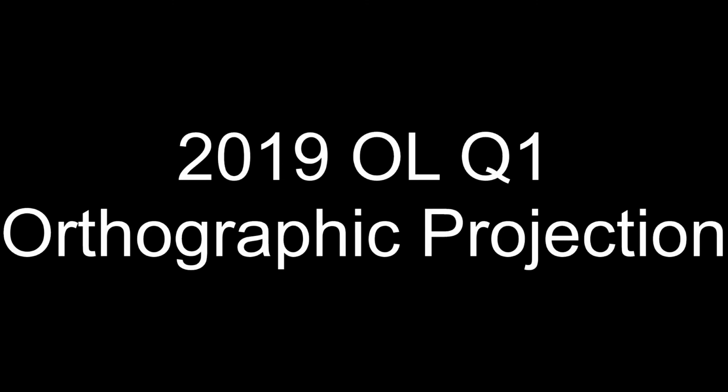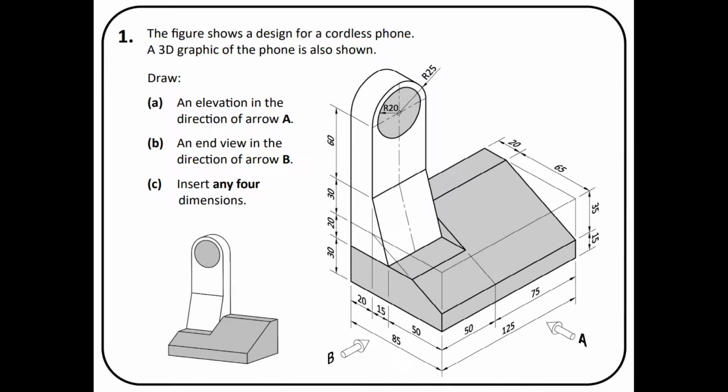This is the 2019 Ordinary Level Question 1, looking at orthographic projection. So the figure shows the design for a cordless phone. A 3D graphic of the phone is also shown. For this question, we're asked to draw an elevation in the direction of arrow A, an end view in the direction of arrow B, and insert any 4 dimensions.